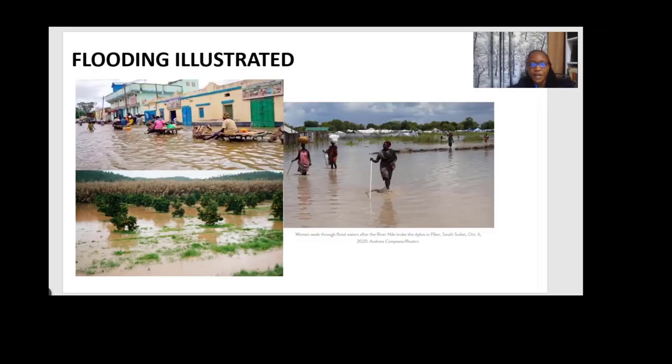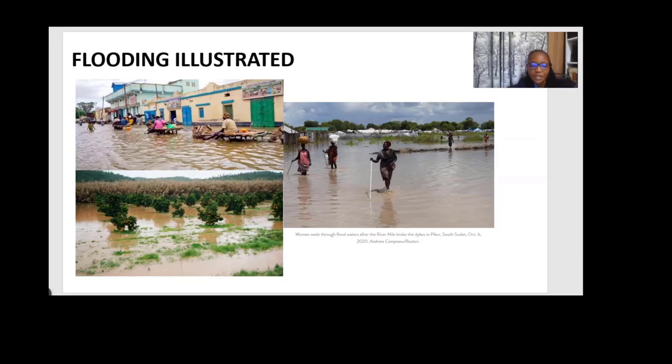In this slide, we have the flooding illustrated. The first picture there is of a flooding event in Somalia. You can see how the towns have been flooded and the likelihood of the property that is going to be damaged because of such a scenario. The second photo on our right is actually women trying to wade through flood waters in River Nile that broke dikes in southern Sudan.